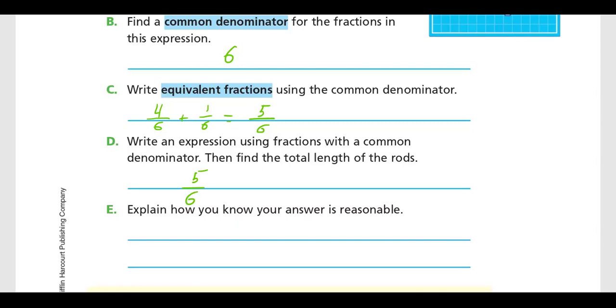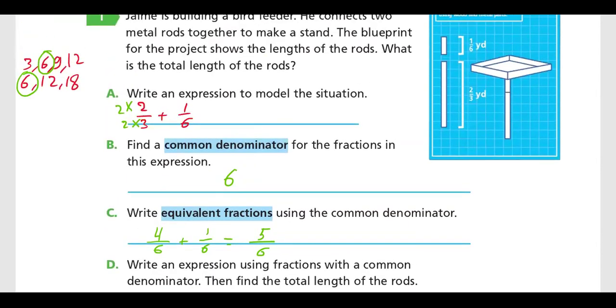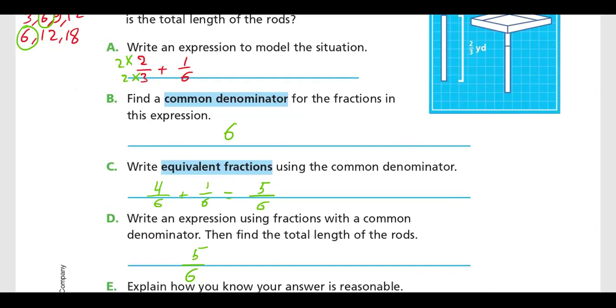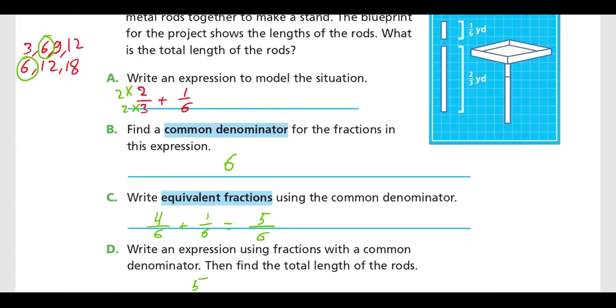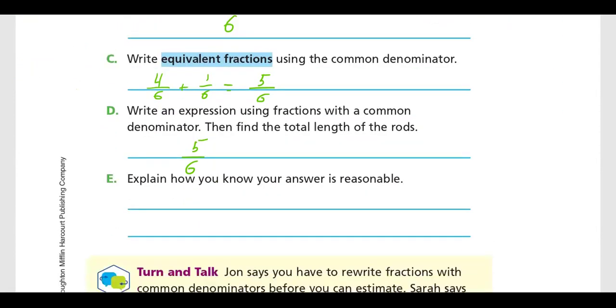Explain how you know your answer is reasonable. So if we estimate this one, 2 over 3 is close to 1, and 1 over 6 is close to 0. So this is close to 1 minus 0, it will be 1. This is an estimate.